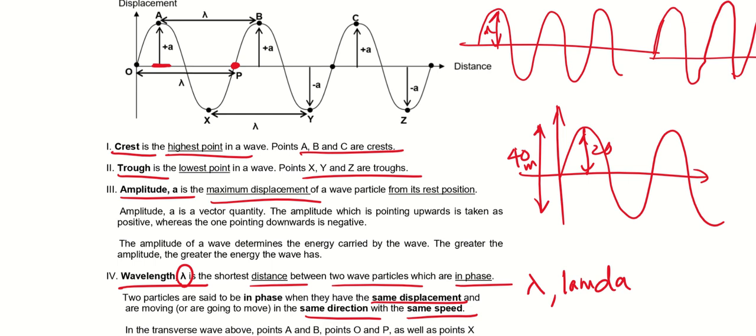How about P and Q? Are they in phase? What's their amplitude? Their direction is different. Although amplitude is the same, which is 0, the direction is going to be the opposite. So they are not in phase. Who is in phase with P? P and R, they are in phase. They have the same amplitude, which is 0. They have the same direction of motion, and they have the same speed. So you all understand in phase?